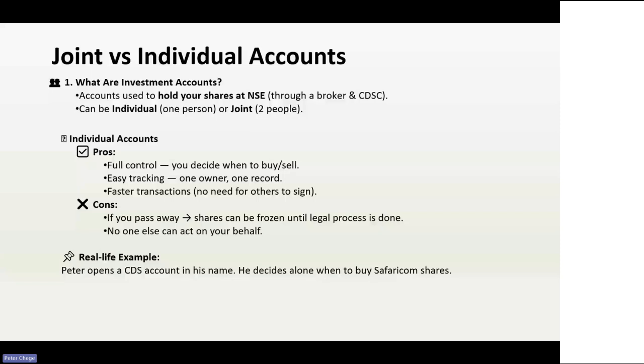But now with the digital platform, you're able to access from anywhere in the world, as long as you have access to internet. So you have full control. You decide when to buy and sell. Then easy tracking. It's one owner, one record. You don't need to put multiple records. And there are fast transactions. No need to look for the other person to sign. It's actually you who is initiating all the transactions.